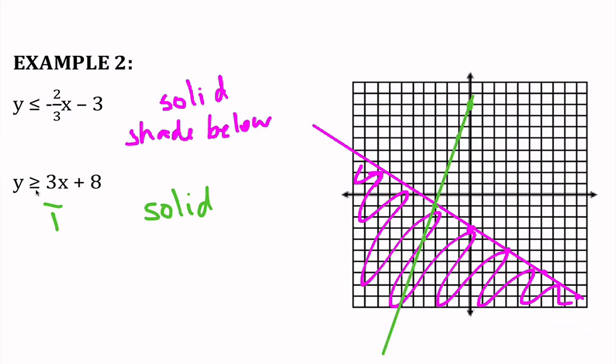And let's talk about where we should shade. Well, this is a greater than symbol, so I know I need to shade above. So on the top side of it. So above would be on this side of it, above that line. So I'm going to lightly shade everything above that line.